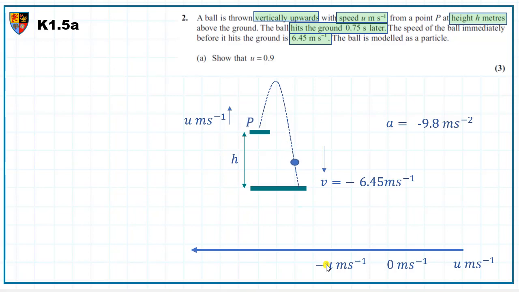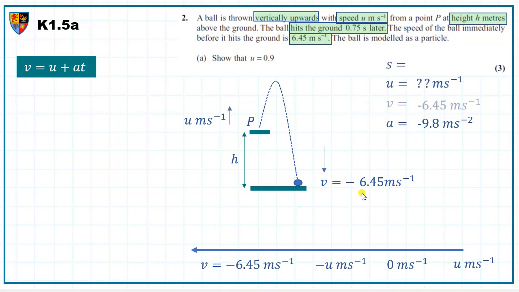And then finally, by the time I get to the bottom, it's going to be minus 6.45. So that's the whole journey. In terms of speed, that's what happens throughout. Started at U, gets to 0, gets to minus U when it's back where it started, and then when it's about to hit the ground, minus 6.45 meters per second. Now, we're asked to find U. We know A, we know V, we also know T, 0.75 seconds. Those are the values we have: T, V, A.